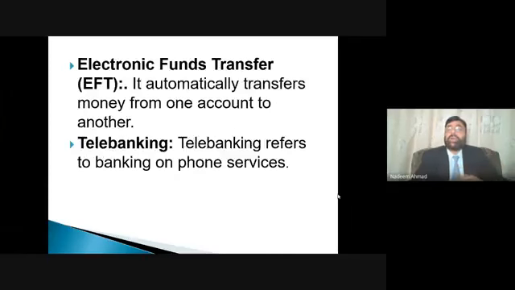Electronic fund transfer, now this is EFT. We can transfer our funds from one place to another, from one account to another. It automatically transfers money from one account to another. Then telebanking is there. Telebanking refers to banking on phone services. Yes, now it's available as we are using smartphones. So this is a very common facility which the bank provides you.